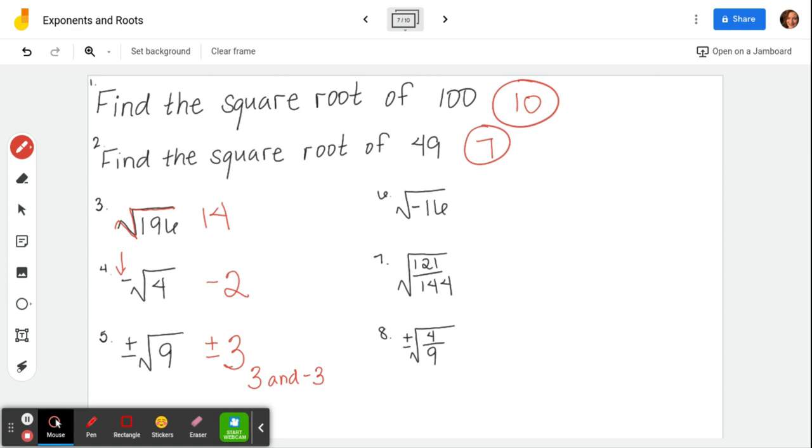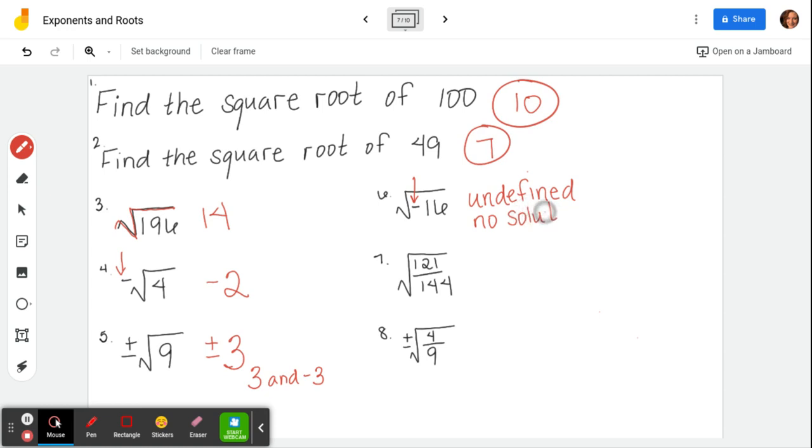Now, number 6, when the square root is on the inside, it's a very different kind of beast. When the square root's on the inside, there is no answer. The real term for that is undefined. It means no solution.